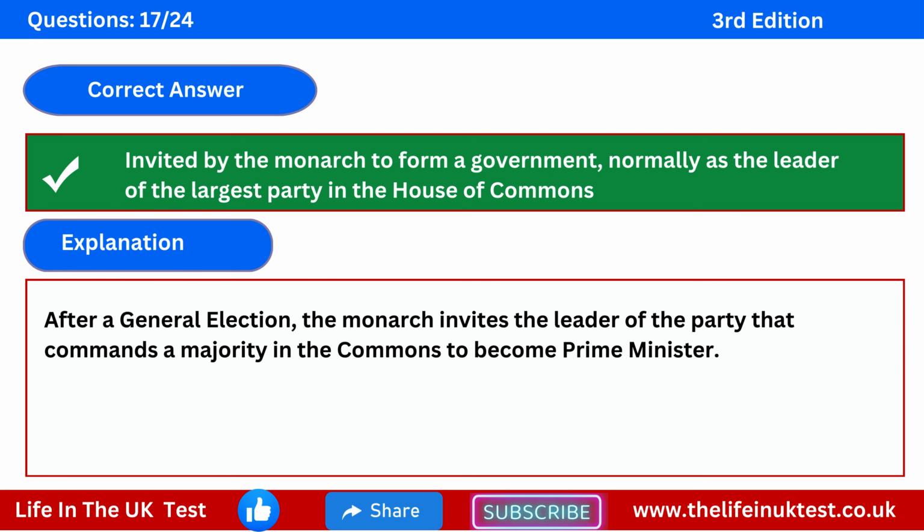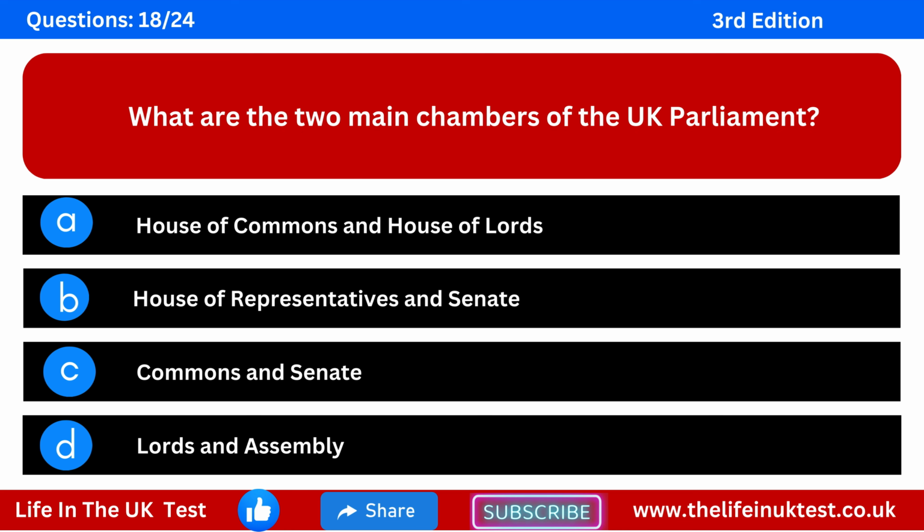The correct answer is invited by the monarch to form a government, normally as the leader of the largest party in the House of Commons. Explanation: after a general election, the monarch invites the leader of the party that commands a majority in the Commons to become Prime Minister. Question 18. What are the two main chambers of the UK Parliament? Option A, House of Commons and House of Lords. Option B, House of Representatives and Senate. Option C, Commons and Senate. Option D, Lords and Assembly.